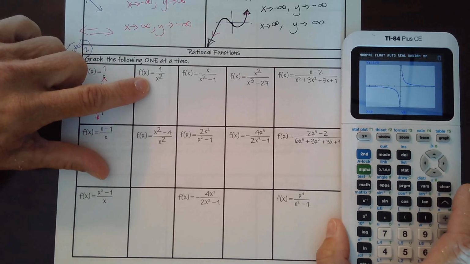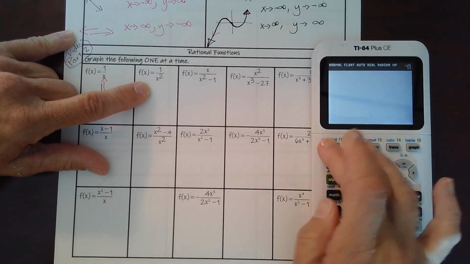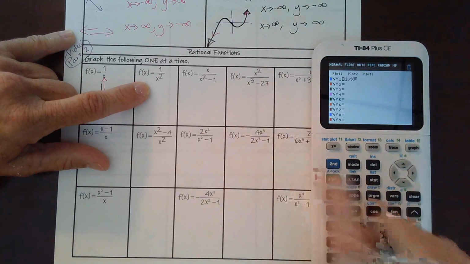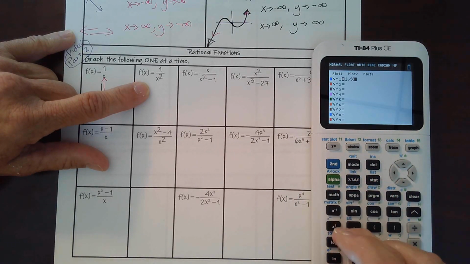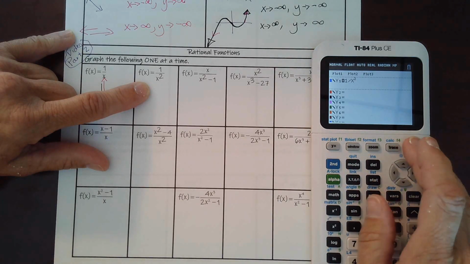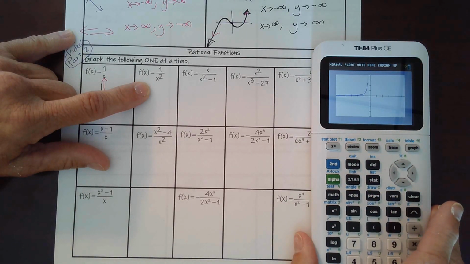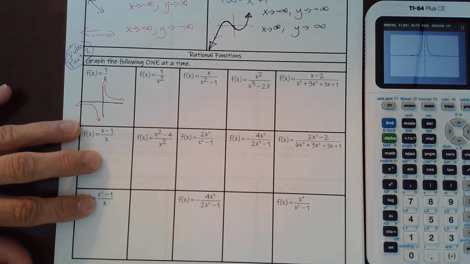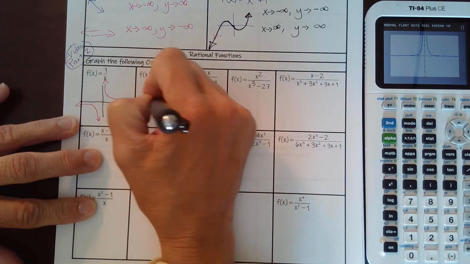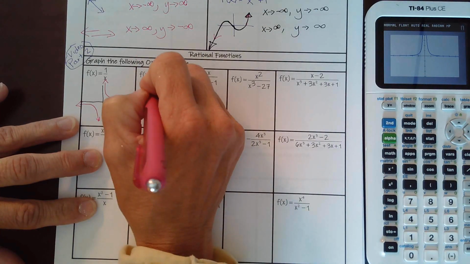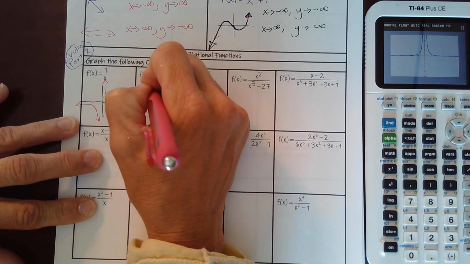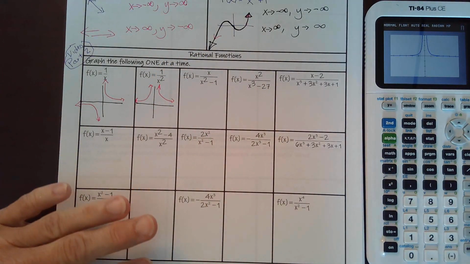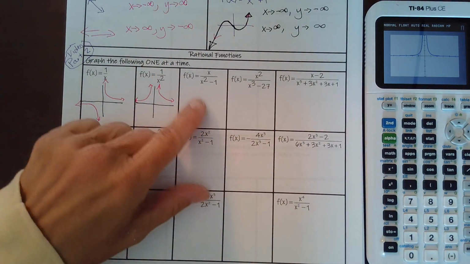Okay, so now let's move on to 1 over x squared. So go into y equals, I'm going to do these one at a time. So I've got 1 over, there's my x, I will square my x, and then I will press graph. And so what do we see is we see a graph that behaves like this. It's kind of sad, but anyway, you get the idea. Okay, then let's go to the next one.